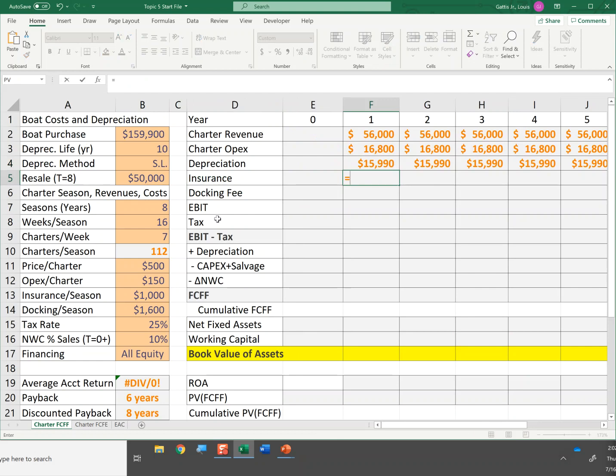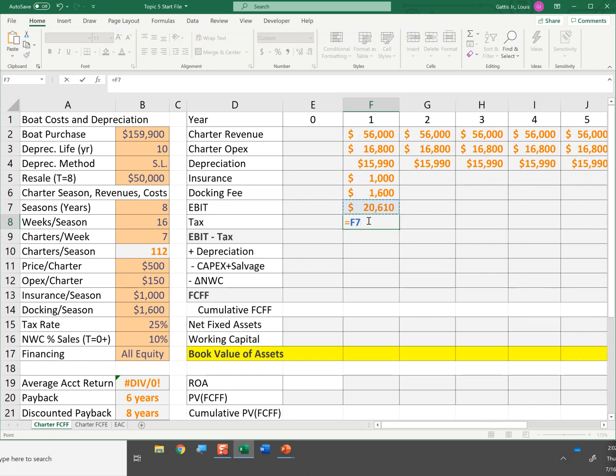My insurance costs, I just assumed that it's going to be $1,000 per season. My docking costs, and then I can get my EBIT. I'll take my revenue minus charter OPEX, which will include again fuel and bait, minus my depreciation, minus my insurance, minus my docking. So $20,610.